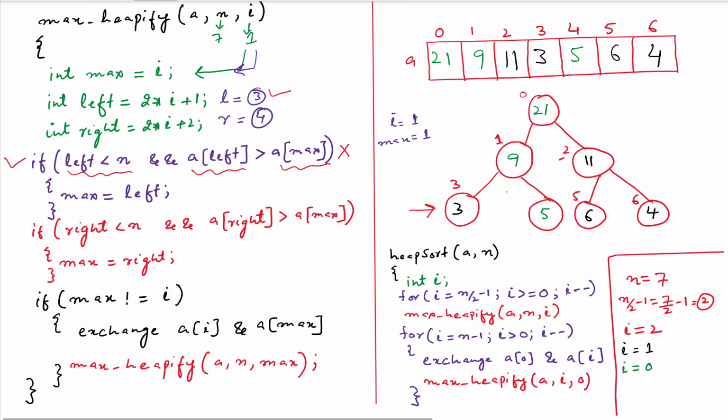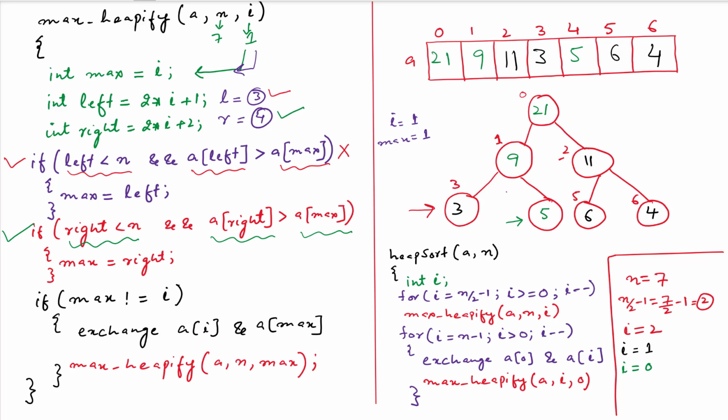We will come to the next if condition, and here right is less than n. Right is 4, yes, it is less than n, and a of right is greater than a of max. A of right means a of 4, that is this element. Okay, is it greater than a of max? A of max is this element. No, that's not true. So this will also not work.